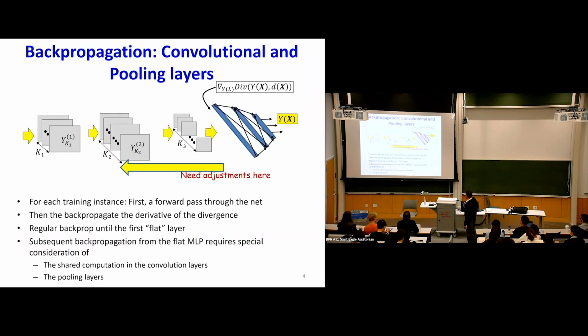And so to train it, you're going to have to compute the divergences of the output with respect to the target output for a bunch of training instances. You compute the average divergence, the average of the derivatives of these divergences with respect to parameters, and then update your parameters using gradient descent.